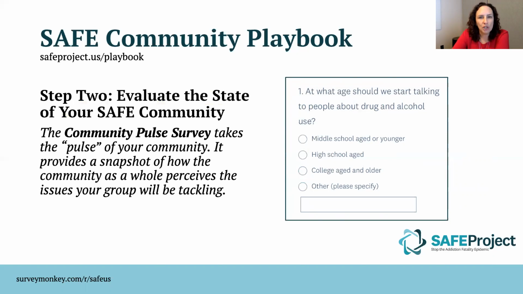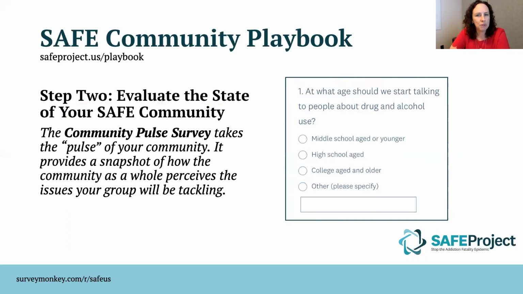You can see a question on your screen right now, hopefully, where we ask, at what age should we be talking to people about drug and alcohol use? And prevention professionals have some very good evidence-based feelings about where this should be. Sometimes when we talk to folks in high school, that's a little bit too late. So we want to talk to them in middle school or younger. We want to reach out and talk about healthy behaviors as soon as we can for our kids.